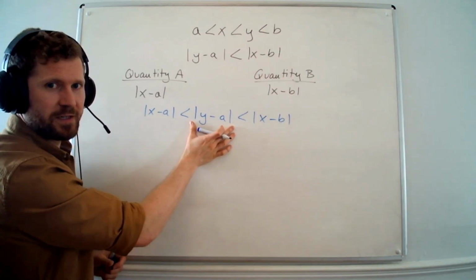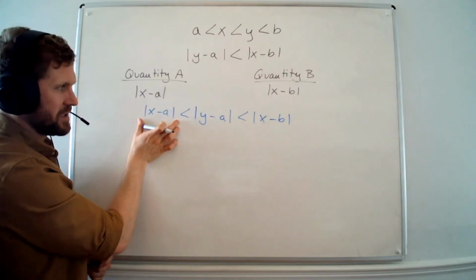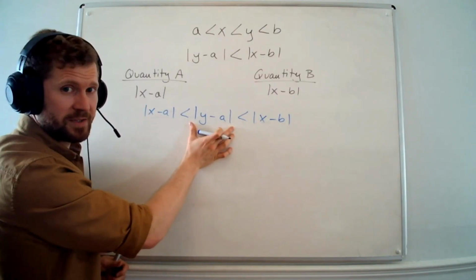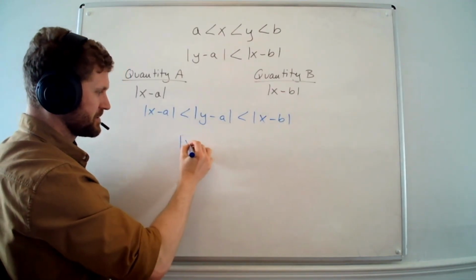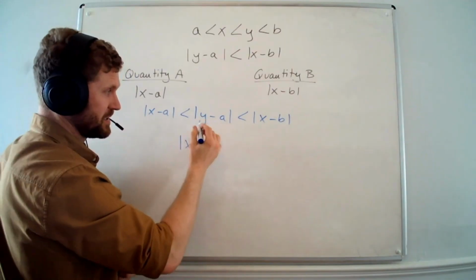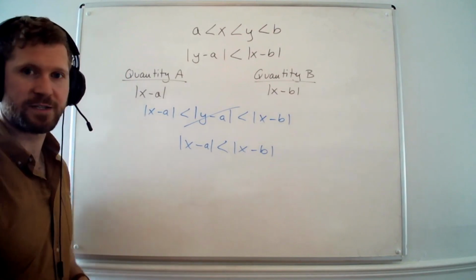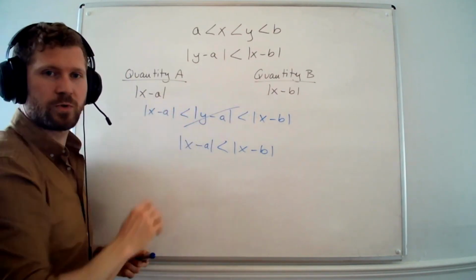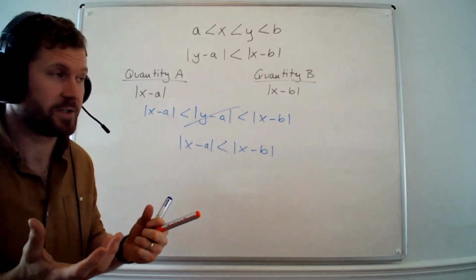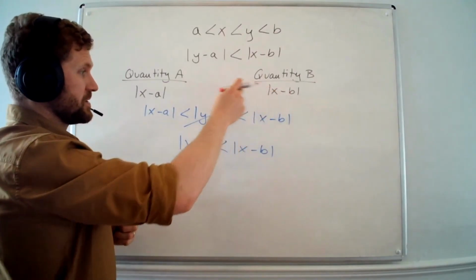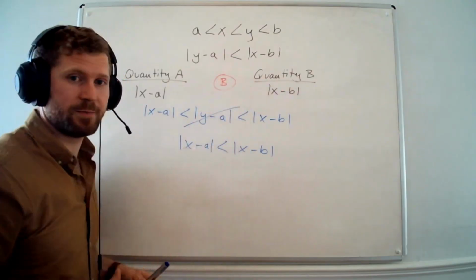Well, now that I've got this inequality set up, I've kind of finished the question. If I follow the string of this inequality, I can say that the absolute value of x minus a is less than y minus a, but that's also less than the absolute value of x minus b. So if I collapse these inequalities and basically cross out this middle bit, the absolute value of x minus a is less than the absolute value of x minus b, which is what I've got in quantity A and quantity B. And so we can jump relatively quickly to an answer here. Quantity B is going to be bigger than quantity A from the inequality we've just derived, and so the answer here is going to be B.